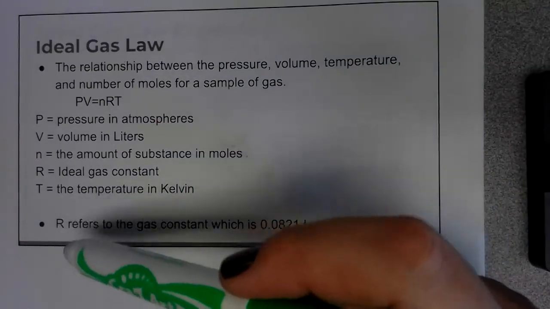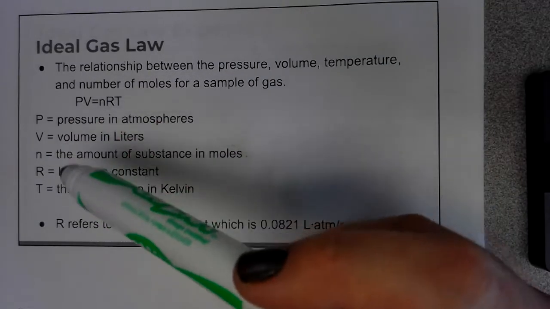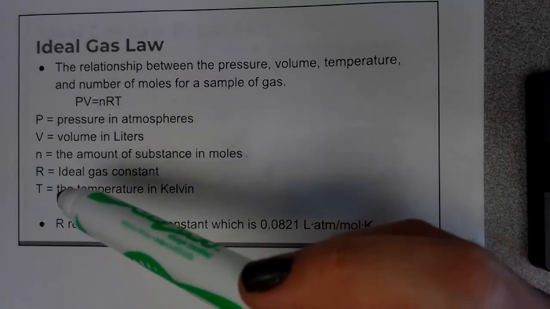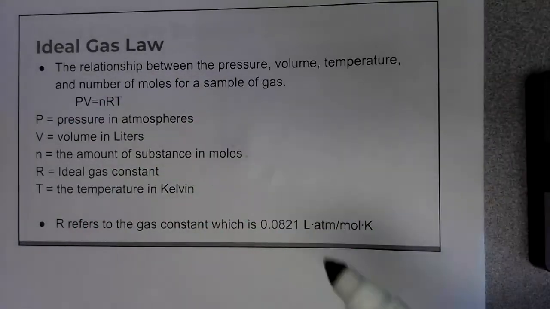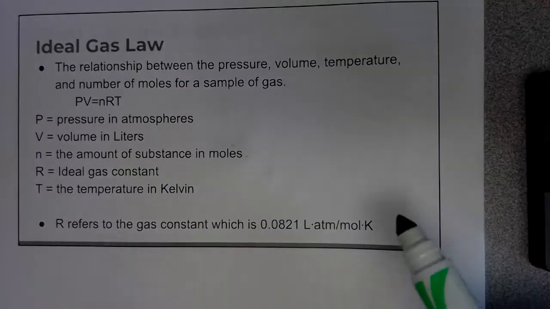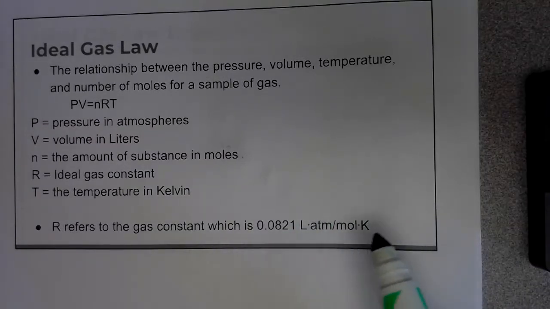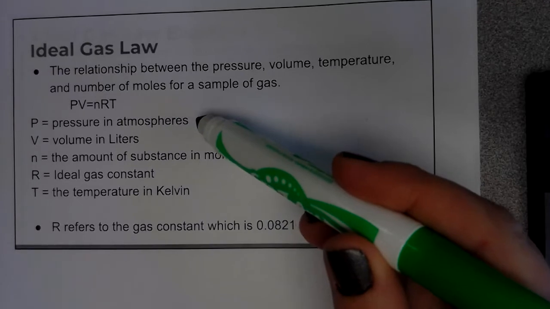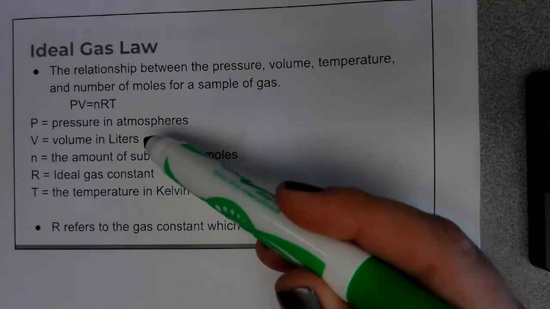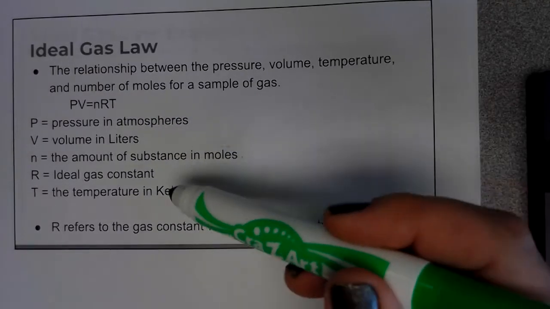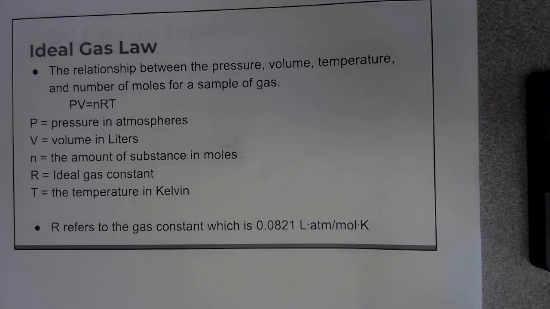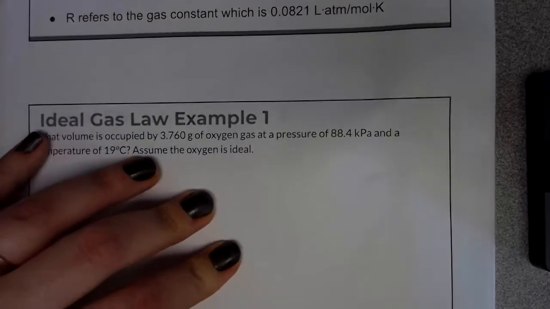Now your R constant determines what the units are for your P, V, n, and T, and there are lots of different R constants, but I prefer to use this one right here. Because I'm using this value for R, my pressure has to be in atmospheres, my volume in liters, n in number of moles, and temperature in Kelvin. So let's go ahead and do the first one.